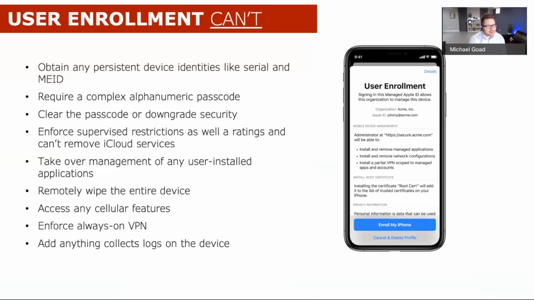Accessing any cellular features, we can't do. One of the new restrictions that we can enable in iOS 13 is things like controlling the hotspot, but we can't do any of that, and we can't enforce an always-on VPN. We can do a per-app VPN, so if we have applications on the device that we are managing that need to remote home, we can enforce a per-app VPN on managed applications, just not on the full device.